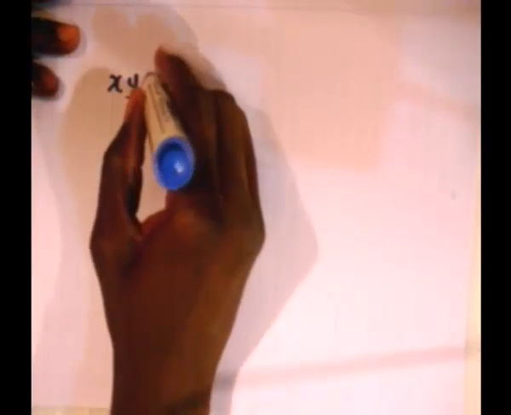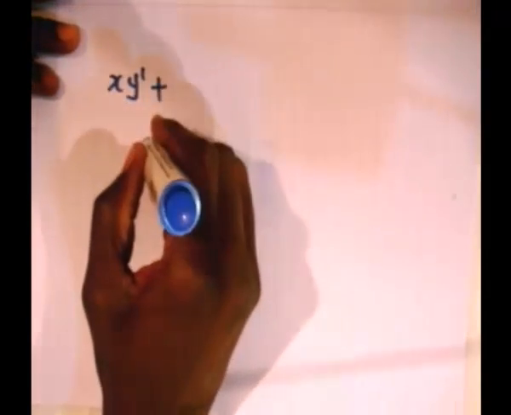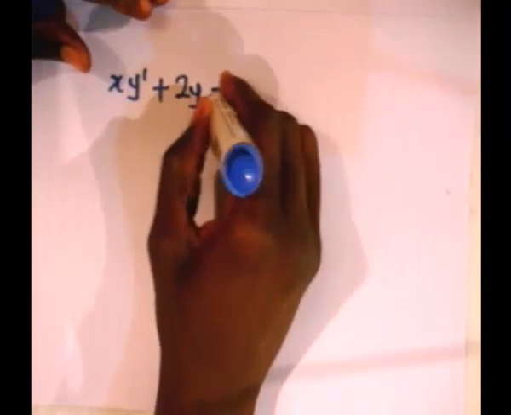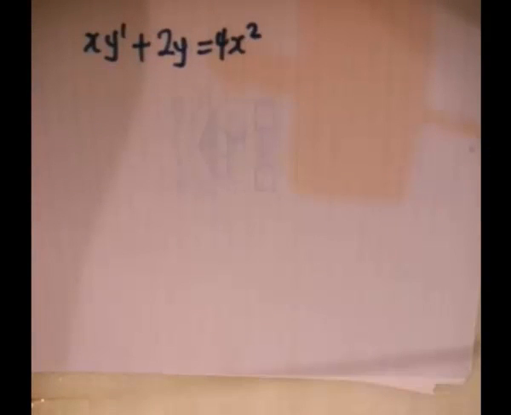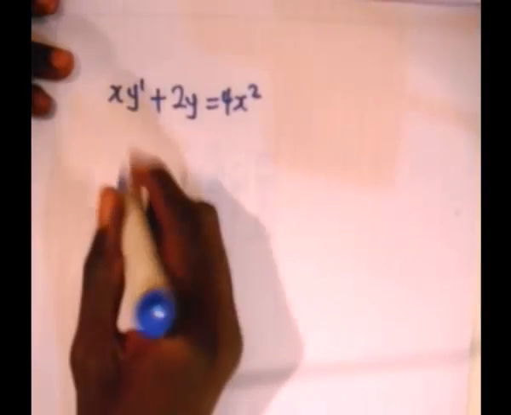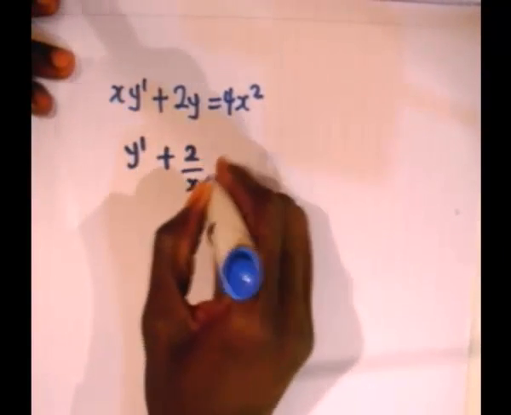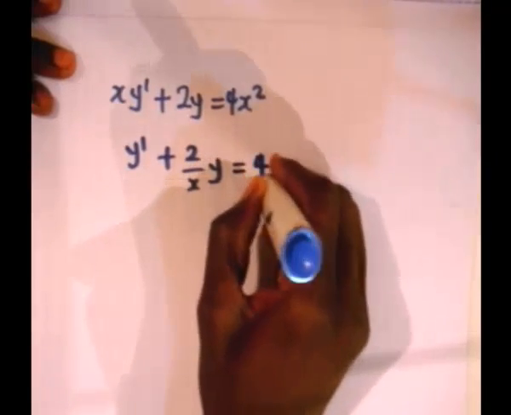Solve the differential equation x y prime plus 2y equals 4x squared. To solve this, let's try if we can make it assume that form. Divide through by x, you have y prime plus 2 on x y equals 4x.